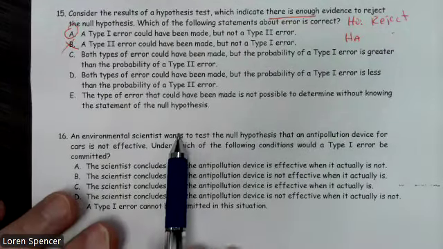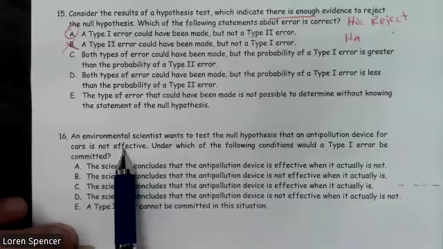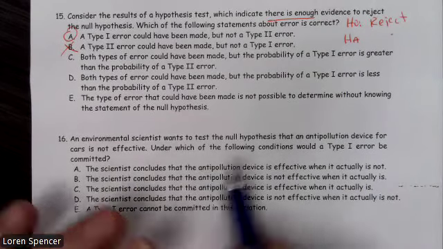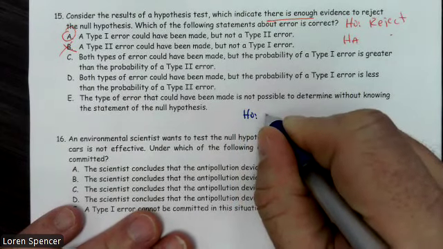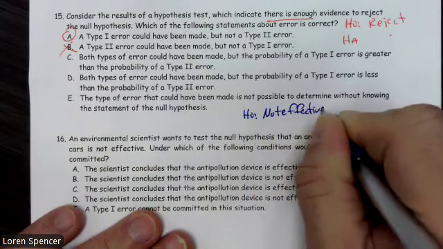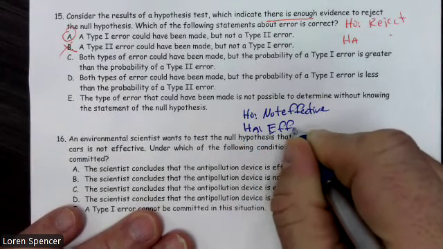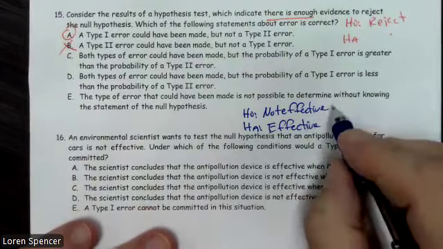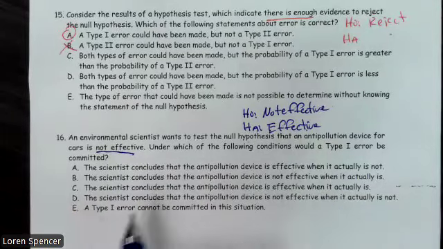An environmental scientist wants to test the null hypothesis that an anti-pollution device for cars is not effective. Under which of the following would a type 1 error be committed? Be careful with this. Take a moment. H0: not effective, because that's what they told us the null is; it could have very easily been the other way around. So you always need to take a moment and define the null and alternative. Not effective device, and effective. The only reason I know that is because they told me the null is that it's not effective.